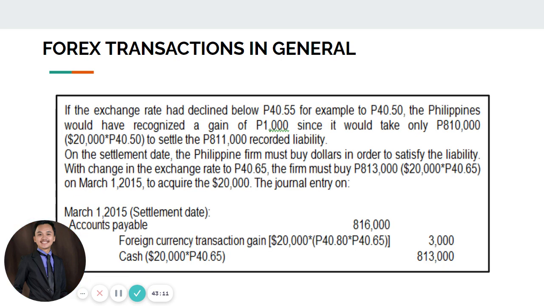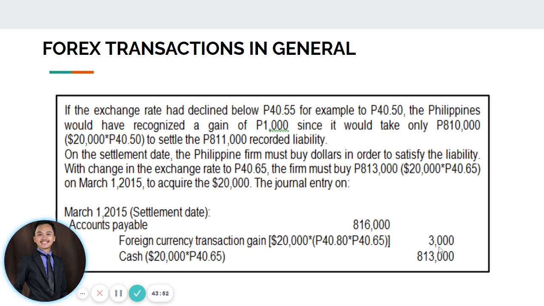All right. Now next, let's proceed to the settlement date. So from the settlement date, take note, guys, the spot rate changes again. So from 40.80 to 40.65. So in this case, it went down from 40.80 to 40.65. So since there is a reduction in our spot rate, then we will also be recognizing foreign currency transaction gain. So how much gain will be recognized? So we have 40.80 minus 40.65 times 20,000. So we have 3,000 gain.